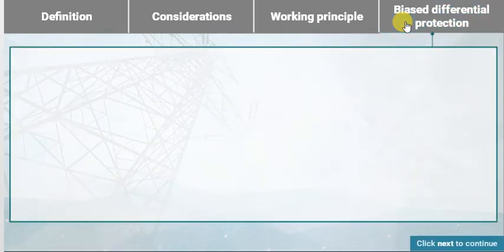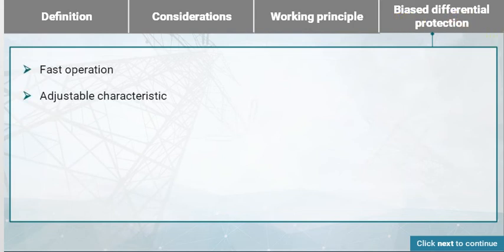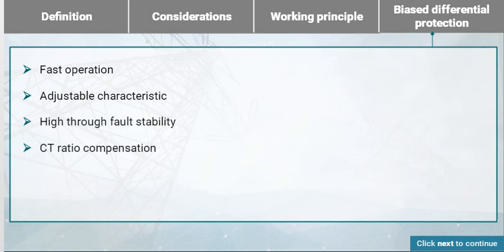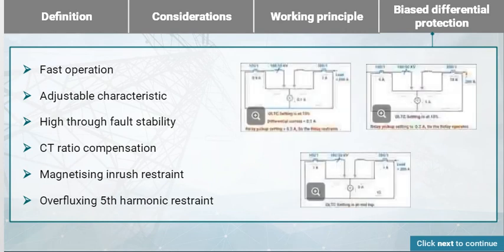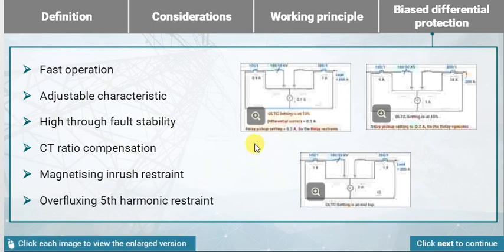Biased differential protection is preferred due to its fast operation, adjustable characteristic, high through-fault stability, CT ratio compensation, magnetizing inrush restraint, overfluxing fifth harmonic restraint. So, let's understand why this bias characteristic. Click each image to view the enlarged version.